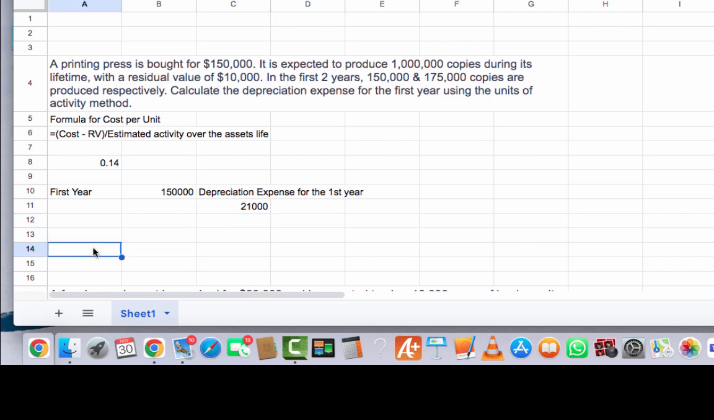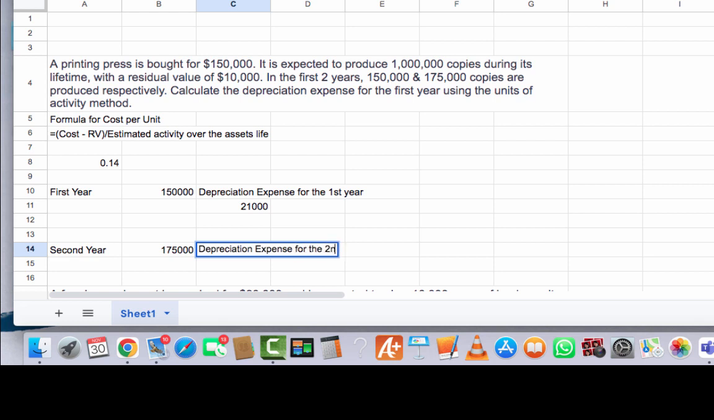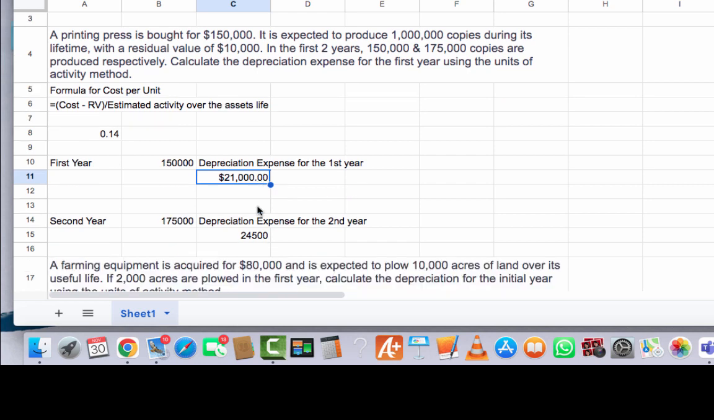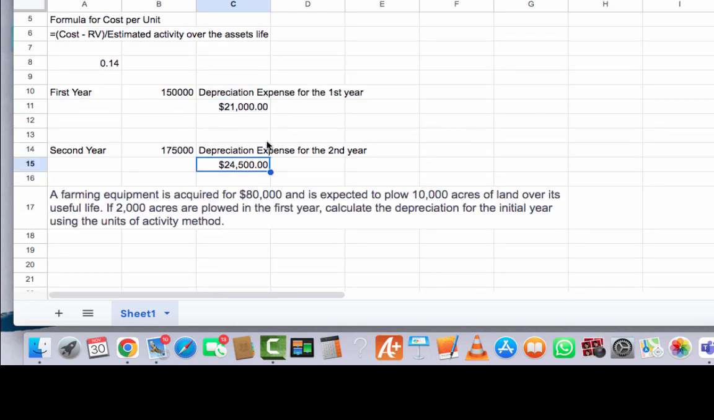And let's do our second year. Our second year, we produced 175,000 copies. So now our depreciation is going to be the machine's output multiplied by the cost per unit. And now we have our depreciation expense for our first year and our depreciation expense for our second year. Pretty straightforward. Now you can see the expense is different based on the number of units. If it was less, this number is going to be lower. And if it was more, it's going to be higher. So it kind of fluctuates all over the place.